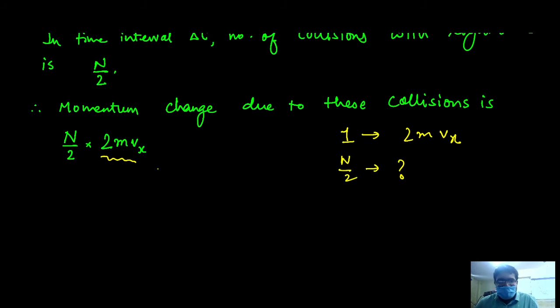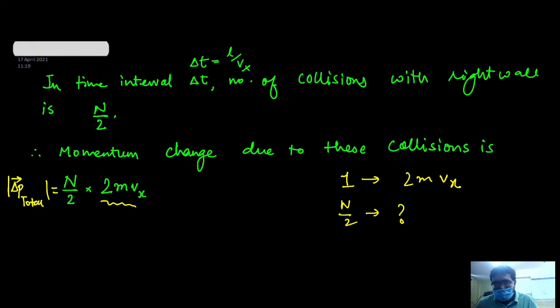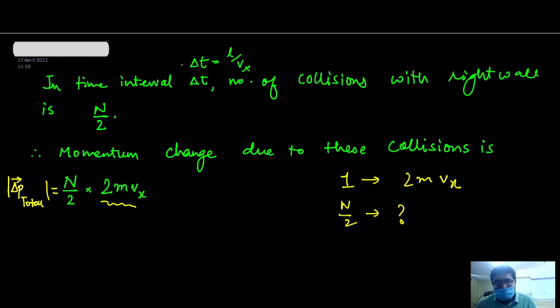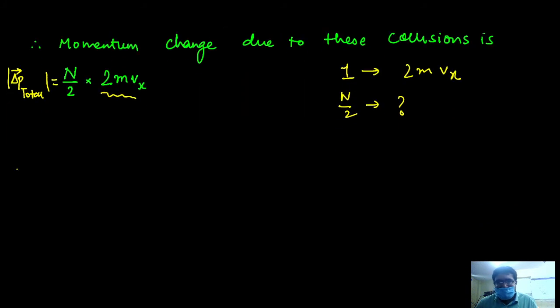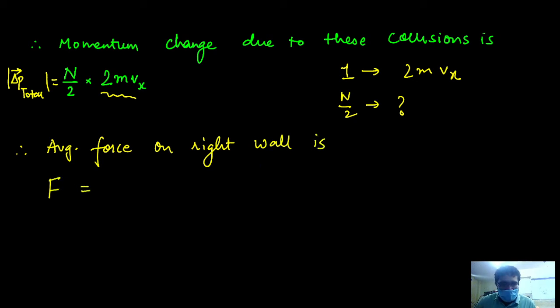So this you can say is delta p total, the magnitude of delta p total. Now, this is happening in some time interval. Don't forget. So I can say next step: therefore, average force on the right wall. Whenever one molecule hits, it applies a force. So average force on the right wall is F equal to delta P total divided by delta t. This is only magnitude once again.